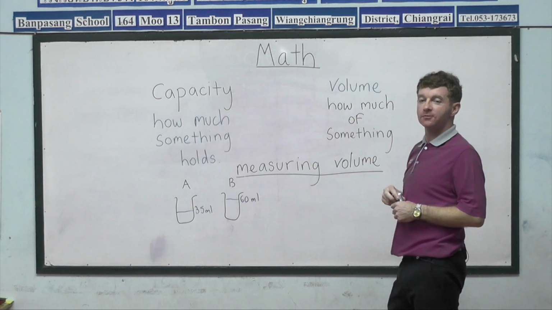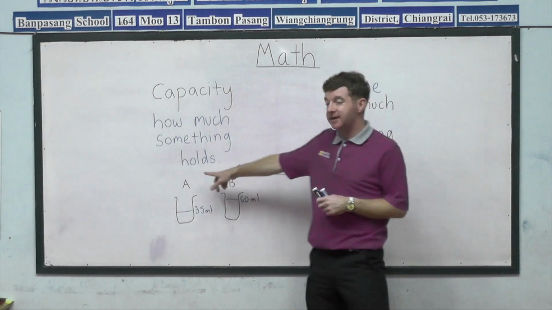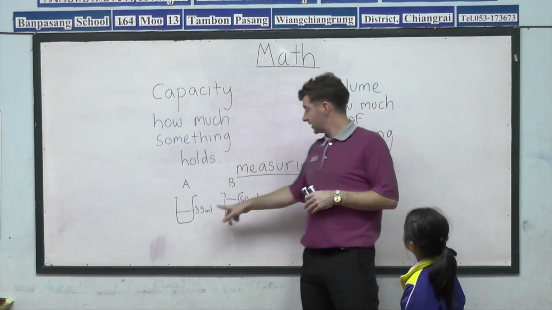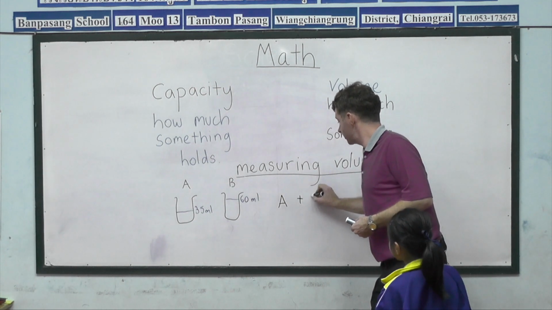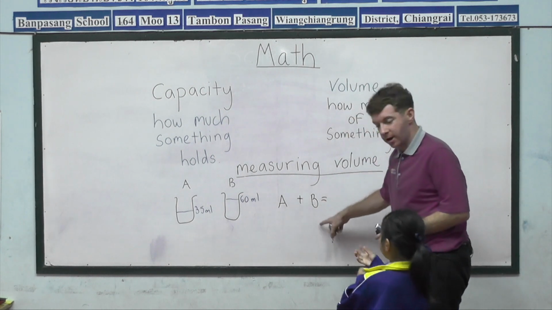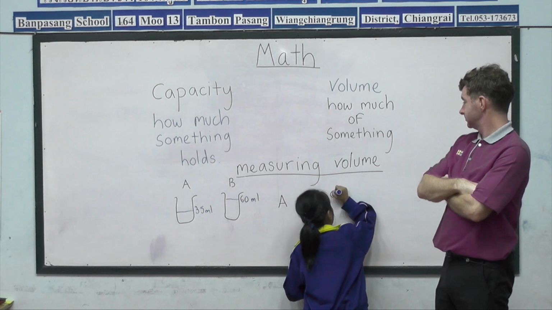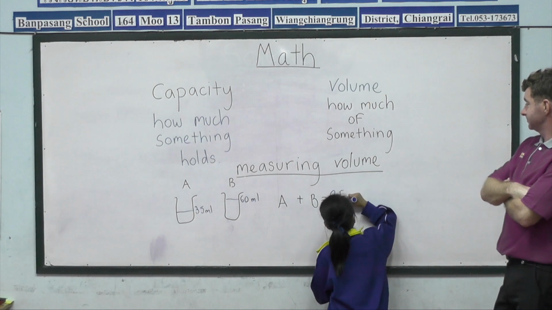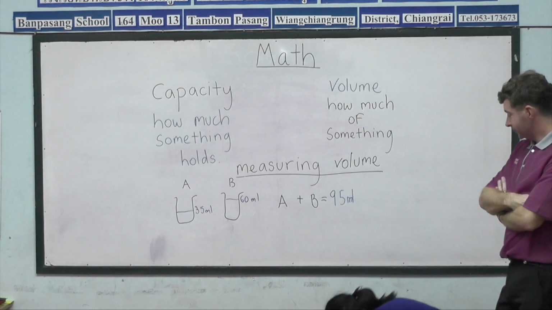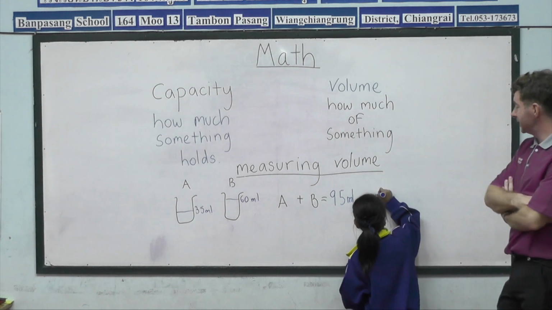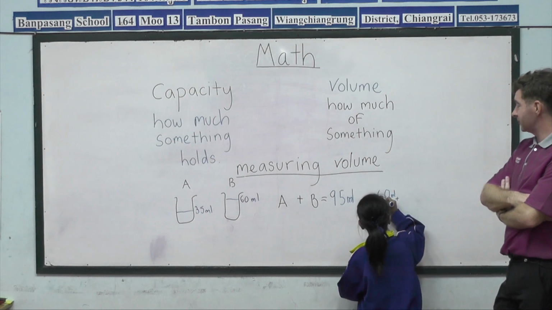Who would like to come and work this out? I saw Preo's hand up go first. So you can come and work this out for us. We have glass A, how many milliliters? 35 milliliters. Glass B, 60 milliliters. So, the amount A plus B equals, can you do the workings out for me underneath please, Preo? So first of all, glass A. That's excellent. Can you show me your working out? So can you do for me, how did you get to 95 milliliters? 60 milliliters.